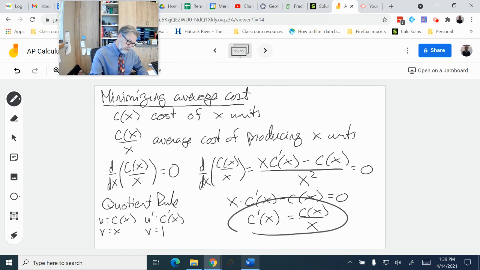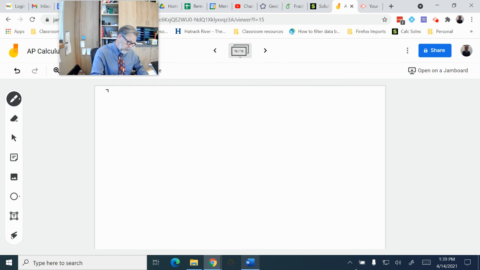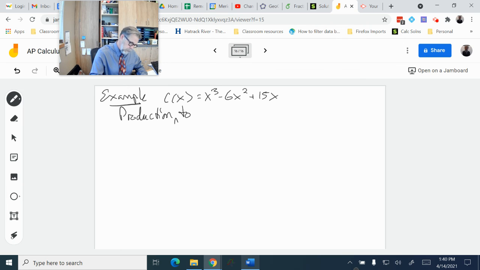All right, so let's do a quick example. My cost function is x cubed minus 6x squared plus 15x, where x is measured in thousands of units. And I want to find a production level to minimize average cost.